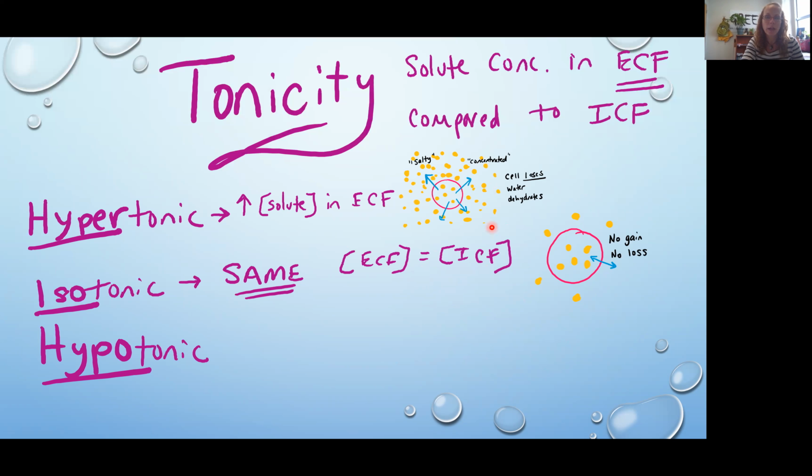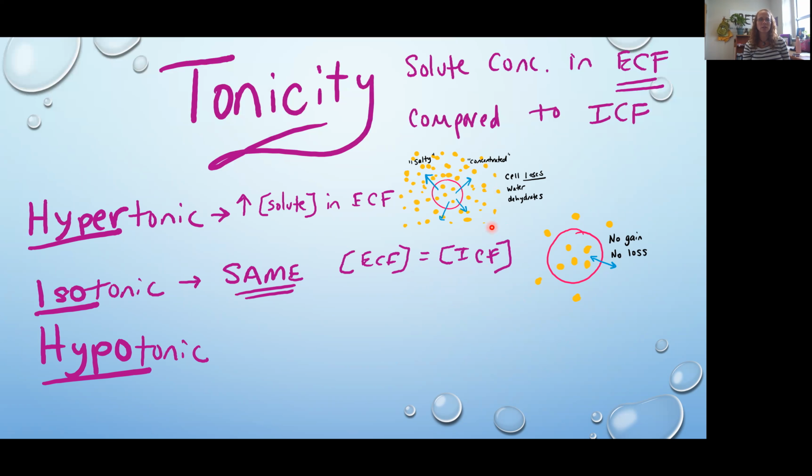Our cell will dehydrate. We know if we dehydrate, then that's bad, right? That's because your cell is dehydrating first. So if it's bad for your body to be dehydrated as an organism, it's really bad for your cell to be dehydrated as a cell, right? And so this can be very dangerous.